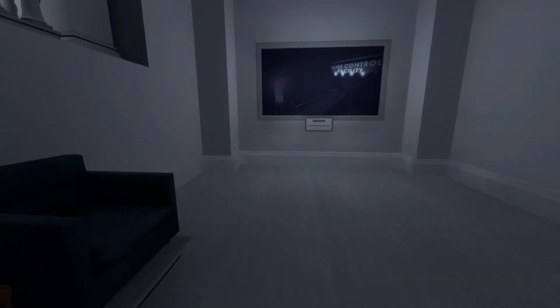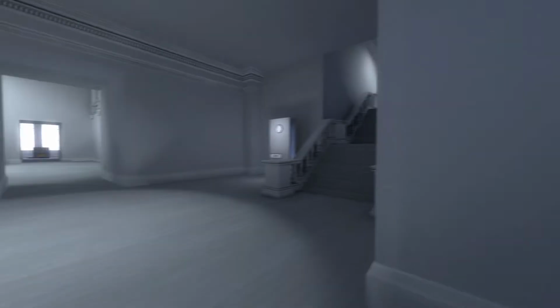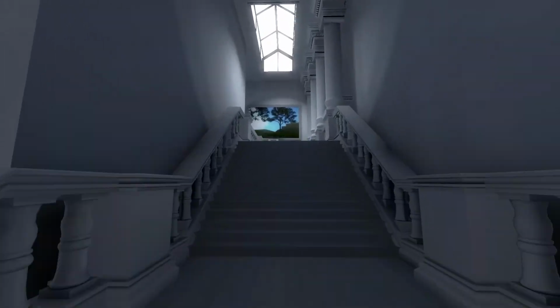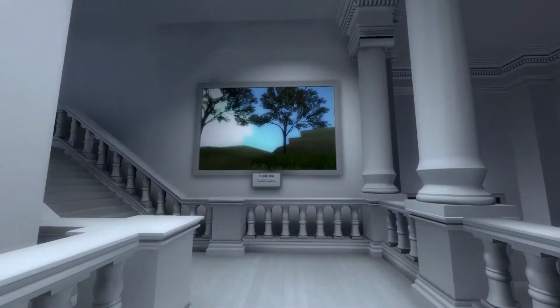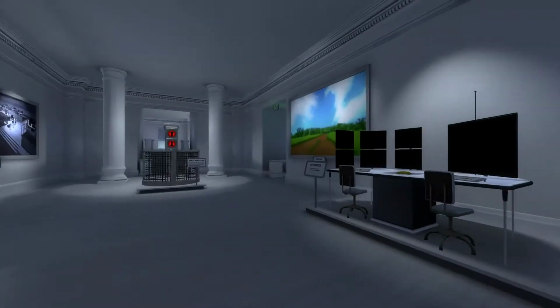Oh, there's one thing we didn't get in the game, I know for sure. So we have to redo that. I'll redo that. The outside. Freedom ending. That's the first thing we got.